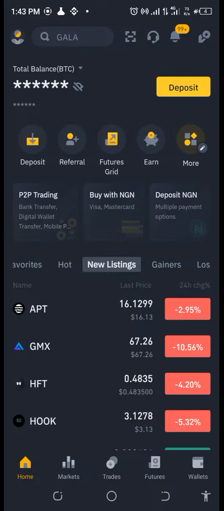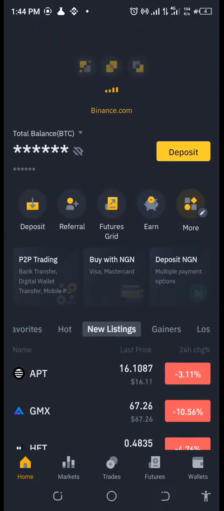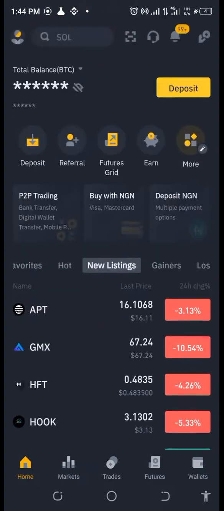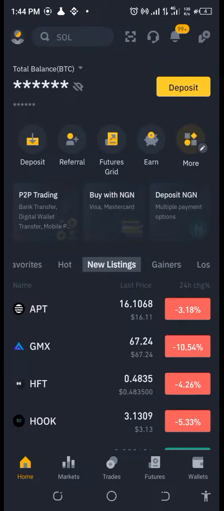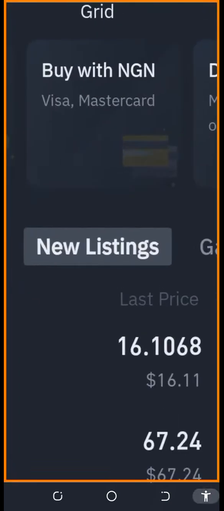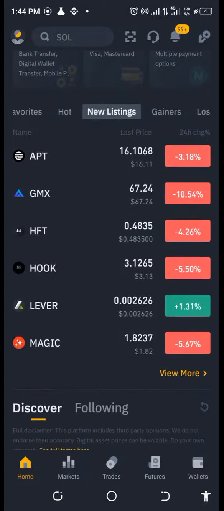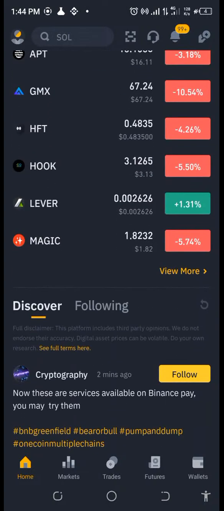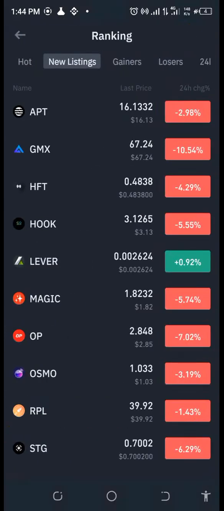All right. So today, we're going to come over to this place where it says new listings. You can refresh just to be sure that everything is in set. And then you come to this place where it says new listings, okay? And in this place, you get to see new coins that have just been listed. There are quite a lot of them. You can click on view more to see more of them. And then you can now begin to pick each one.